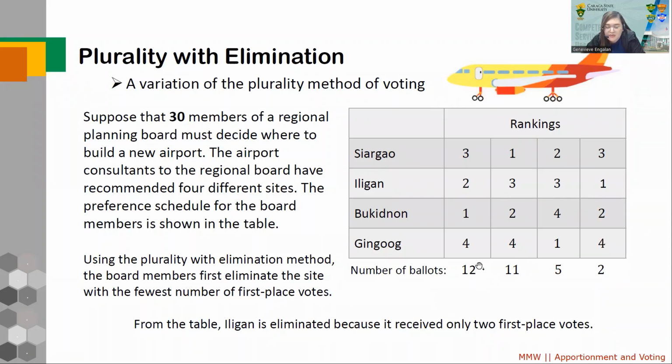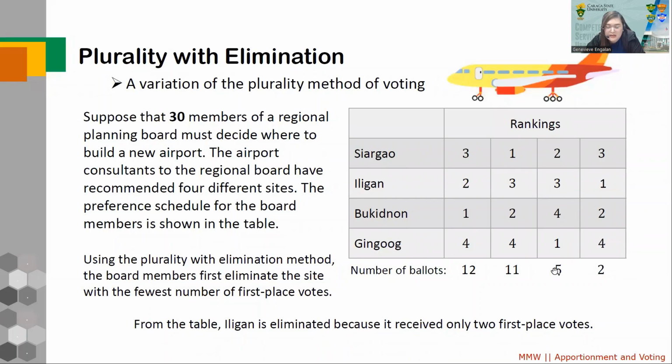So, 12 kabuok sa ila, mao ni ang ilahang preference. First nila si Bukidnon, second si Iligan, third nila si Siargao, and fourth si Ingog. Sa sunod, 11 kabuok sa member sa board nga ilahang first sa ranking is si Siargao, second si Bukidnon, third si Iligan, and fourth si Ingog.